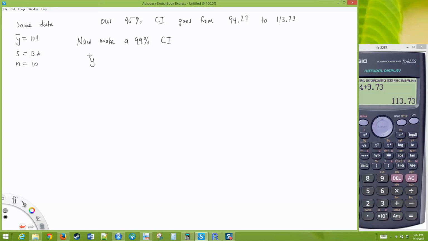Okay, so I'll put the formula up there: y bar plus or minus t star times s over the square root of n. Actually this will be a good exercise. Why don't you guys do this? Take a minute to make a 99% confidence interval for the population mean mu.